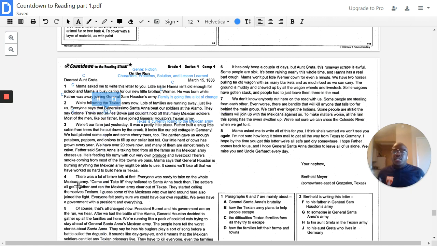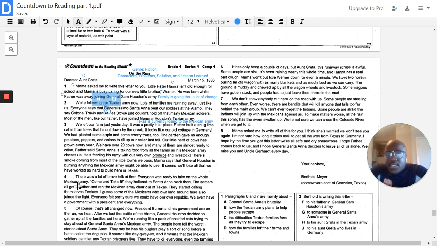We left our farm just yesterday. It was a pretty little place. Father built a snug little cabin from trees that he cut down by the creek. It looks like our old cottage in Germany. We had planted some apple and some cherry trees too. The garden gave us enough potatoes, peppers, and onions to fill up our cellar last fall. Our little herd of cows has grown every year. We have over 20 cows now, and many of them are almost ready to calve.